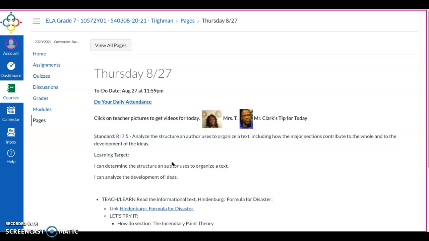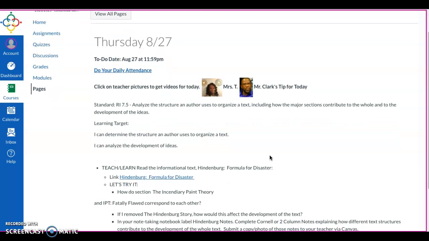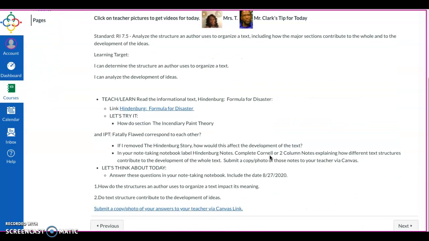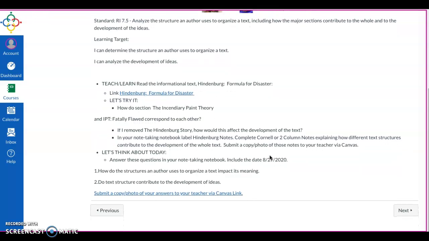Okay, our standard for today is the same as yesterday. Analyze the structure an author uses to organize a text, including how the major sections contribute to the whole and to the development of the ideas. Your learning targets are the same as yesterday. I can determine the structure an author uses to organize a text. I can analyze the development of a text. You're going to use that information and you're going to do exactly that today.